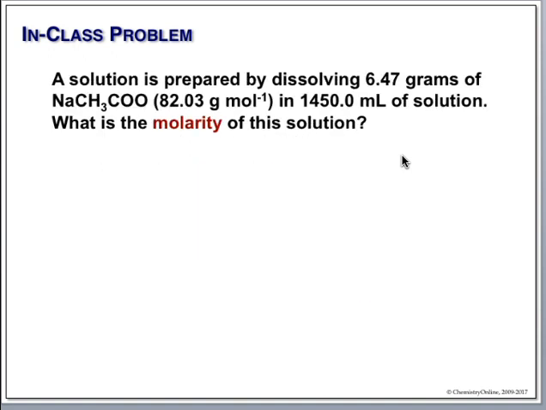This problem looks a whole lot like our last one. Why don't you set it up? We have 6.47 grams of sodium acetate. Here's its molar mass, and here's our volume. Go ahead and set it up.